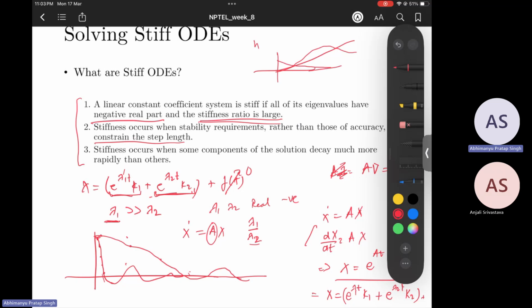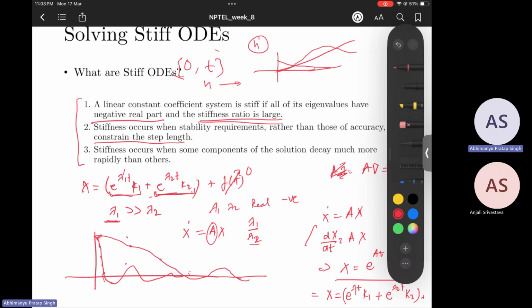So what happens is that sometimes the system is such that we need to take very small h values, right? When we take very small h values, for the same time from 0 to t, the number of time steps between 0 and t becomes very large. So the solver takes a long time to solve the same problem. That also makes our system stiff.